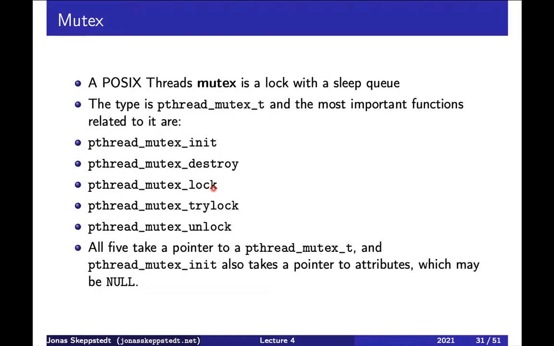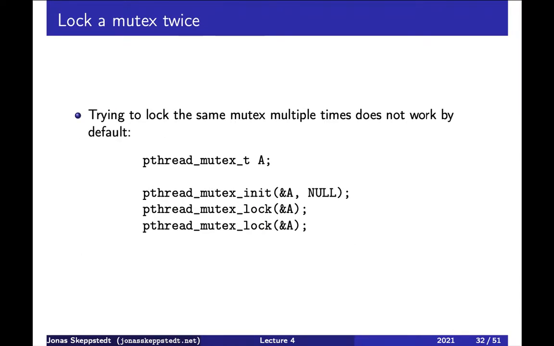Okay, and then we can lock the Mutex, we can use try lock, or we can unlock the Mutex. So if we try to lock a Mutex twice, we will get into problems. So first, this is a local variable, and we initialize it with no special attributes. Lock it, that will work, and then a second lock, we will stop there, since this Mutex is already locked, even though it is by ourselves.